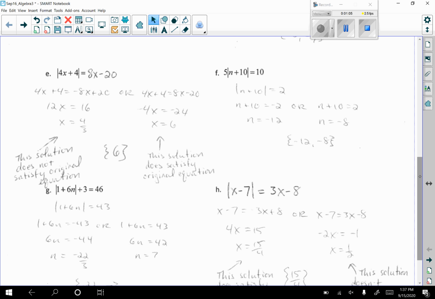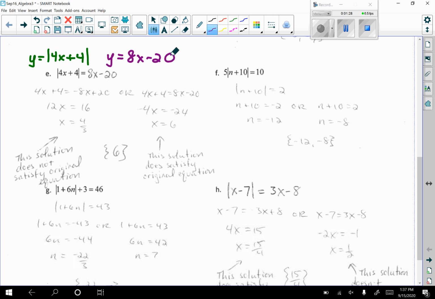Now for E, we have to be careful here. We definitely want to check both solutions because one that we get, x equals 6, is the only one that satisfies the equation. The 4/3 will not. Now here's what's interesting too. If you go to Desmos and you just graph y equals the absolute value of 4x plus 4, and then you graph y equals 8x minus 20, and look for the points of intersection here, you're only going to see it intersects at one point when x is 6. So that's how you could use Desmos and graph these two sides separately to find out.